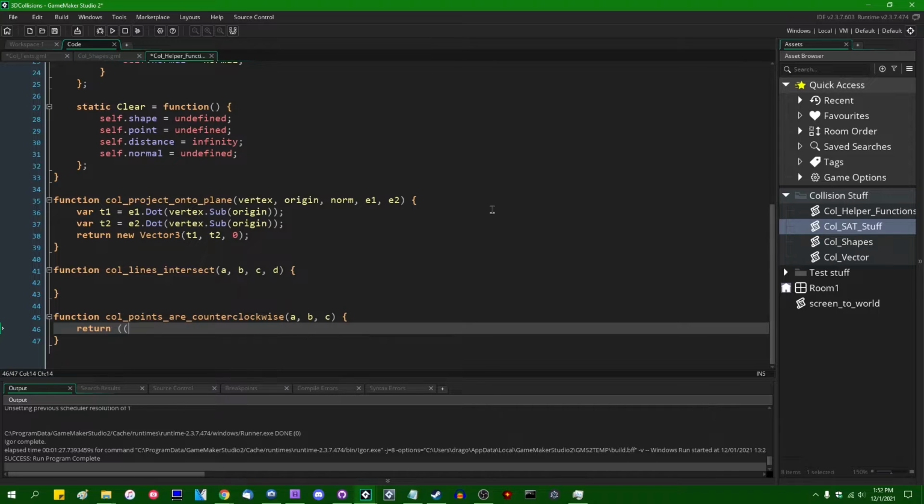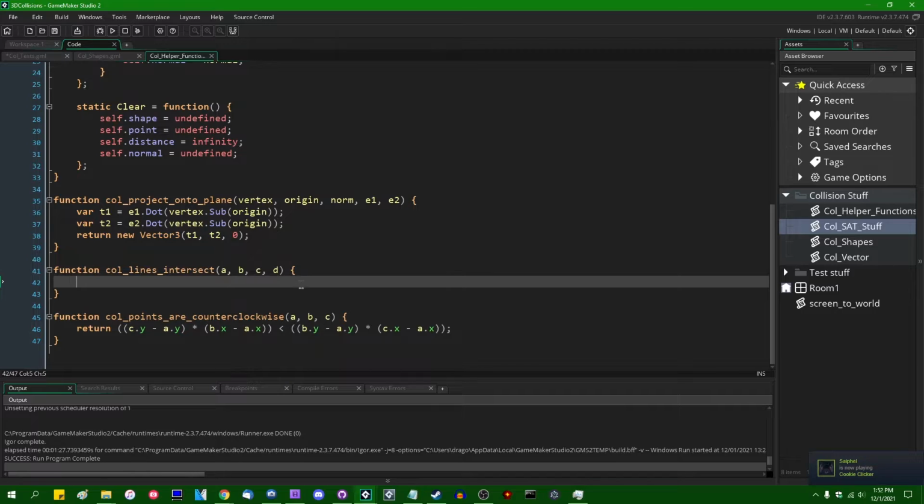To do that, I'm just going to return c.y minus a.y, the quantity of that, multiplied by b.x minus a.x, the quantity of that. And we're going to return a Boolean: is this expression less than the quantity of b.y minus a.y multiplied by c.x minus a.x. Close parentheses, that is all for pointsAreCounterclockwise.